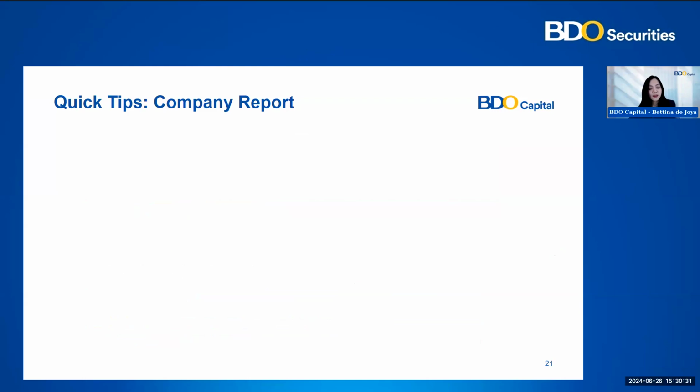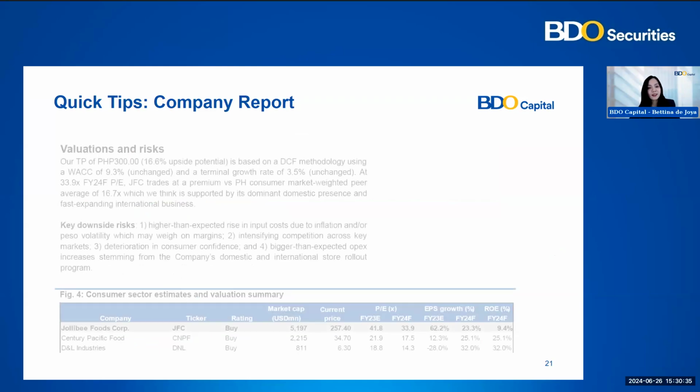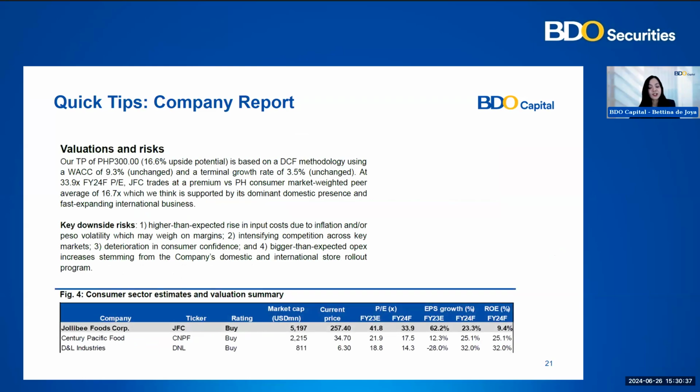If you scroll further down to the end of these company reports, there's usually a summary of their valuation study and risks to their estimate. It explains here, for instance, our TP of 300 pesos, so that's our fair market value, is based on a DCF methodology.